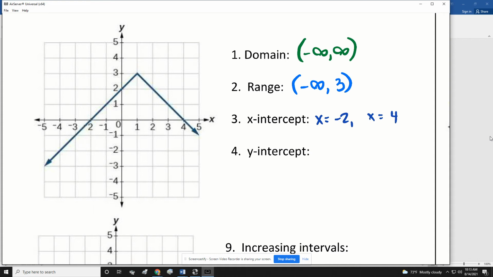And then the y-intercept is like the x-intercept, but it's where the graph crosses the y-axis. There should only be one of those, and there is only one, and it is when y is 2.